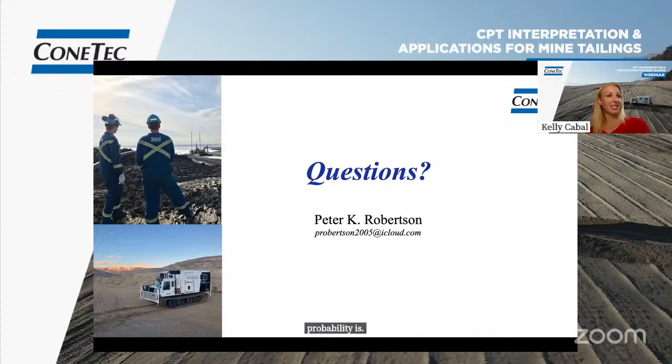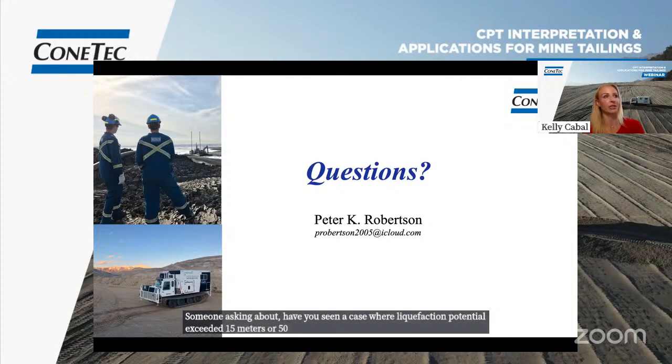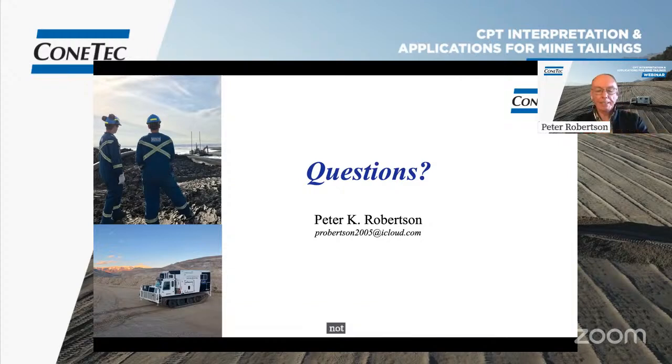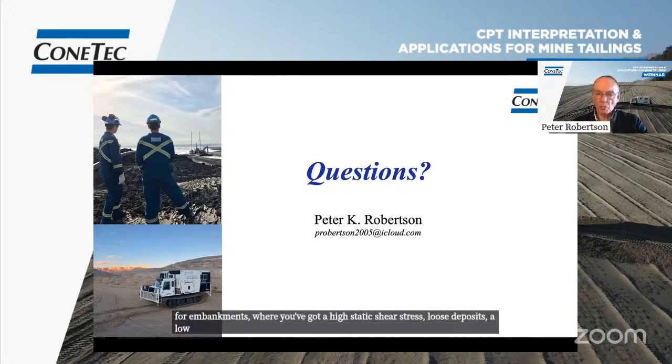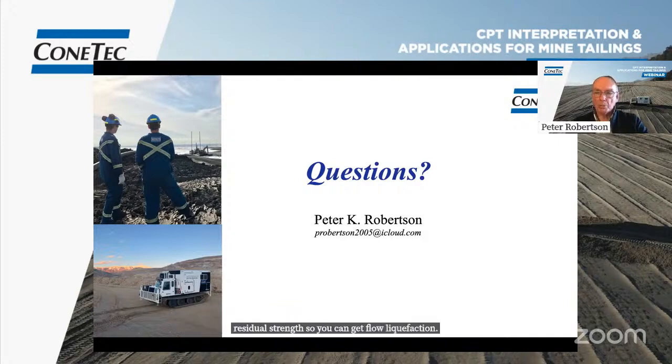Okay, last question, just to throw one slightly out of the tailings realm. Someone is asking, have you seen a case where liquefaction potential exceeded 15 meters or 50 feet for natural soils, not related to tailings? What that question is really talking about is cyclic liquefaction. What we've been talking about is flow liquefaction for embankments, where you've got a high static shear stress, loose deposits, and a low residual strength, so you can get flow liquefaction. What that person's talking about is cyclic liquefaction, which is level ground conditions.